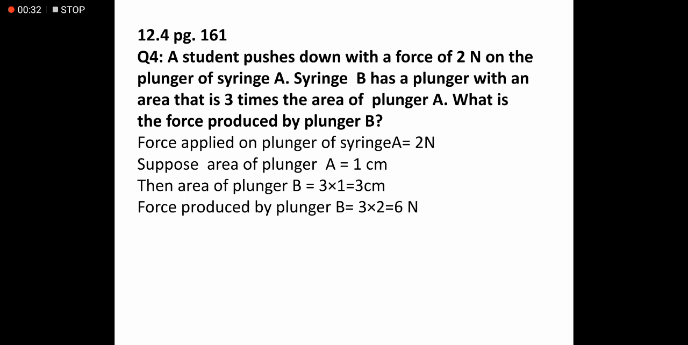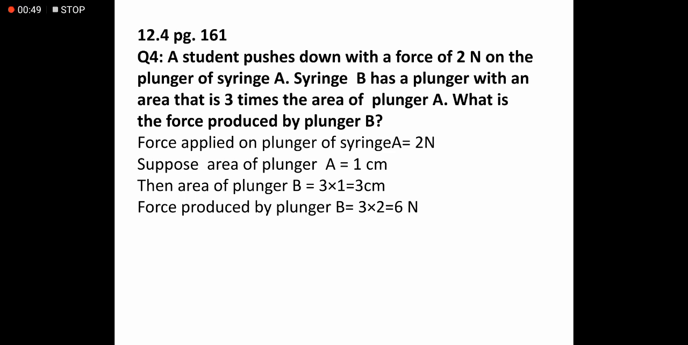The statement is: a student pushes down with a force of 2 Newton on the plunger of syringe A. Syringe B has a plunger with an area that is 3 times the area of plunger A. What is the force produced by plunger B? Now, how will we make the statement for the solution?